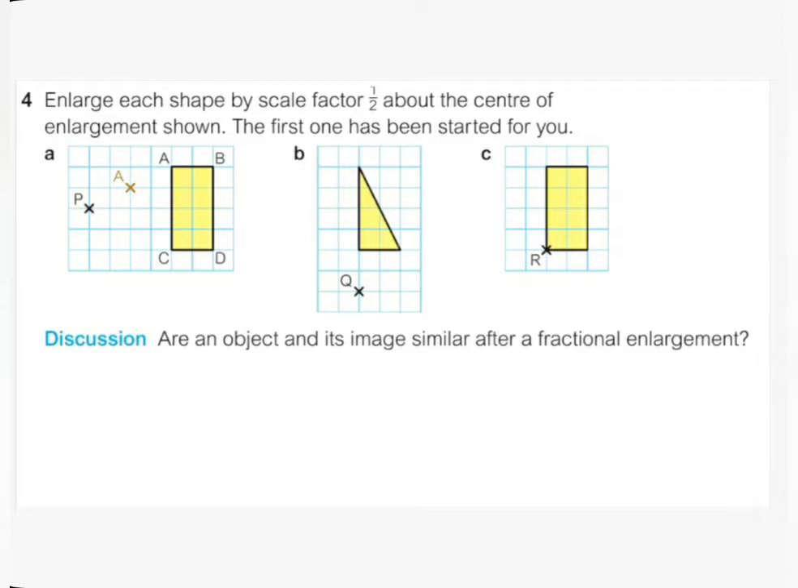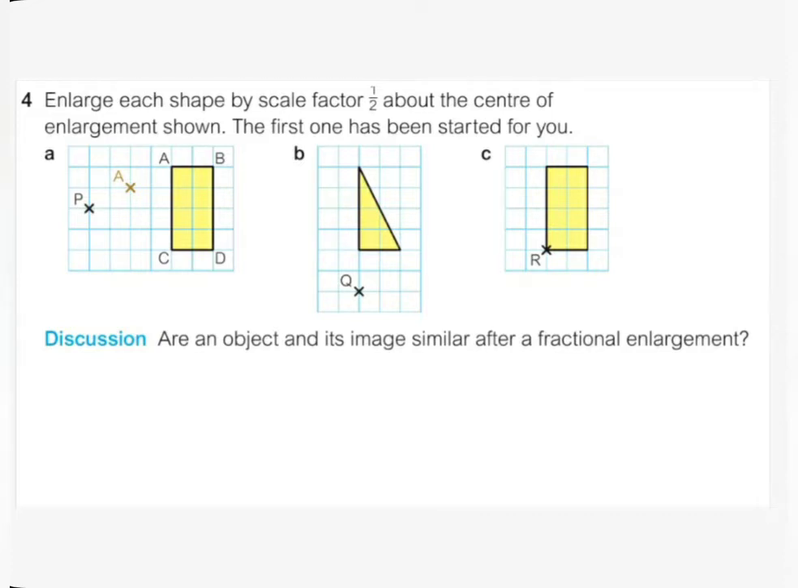In this presentation we're going to talk about enlargement using a fractional scale factor. As we said before, if you're enlarging a shape using a fractional scale factor, it means you're making it smaller. These facts you should know.